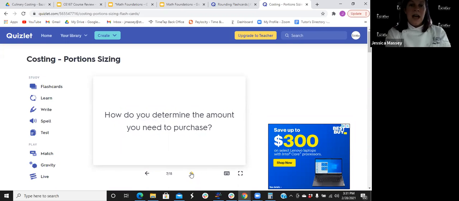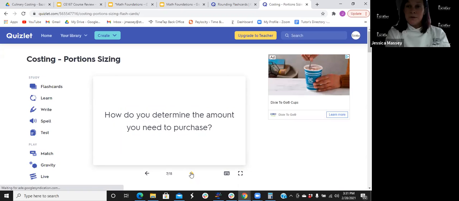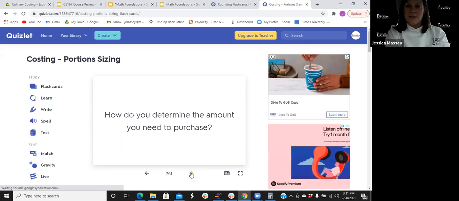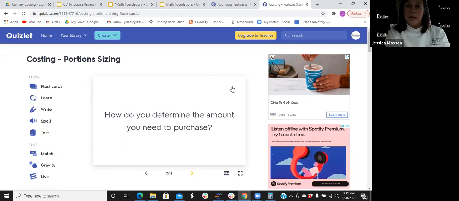How do you determine the amount you need to purchase? Again, just the same words I was asking you. Basically, you would just multiply your serving size based on how many you need to make. If that was what you were thinking, multiply, nice job. I see a couple of you in the chat there.